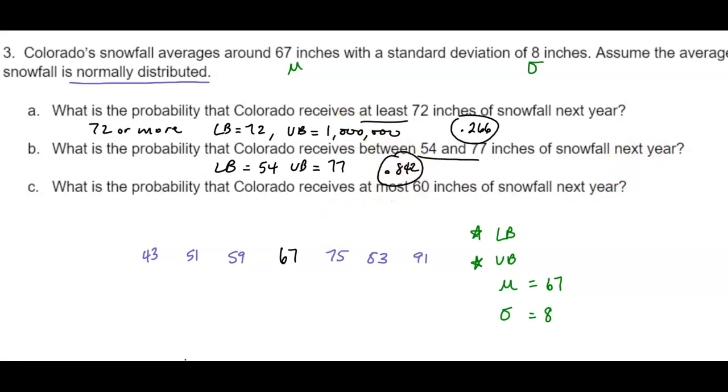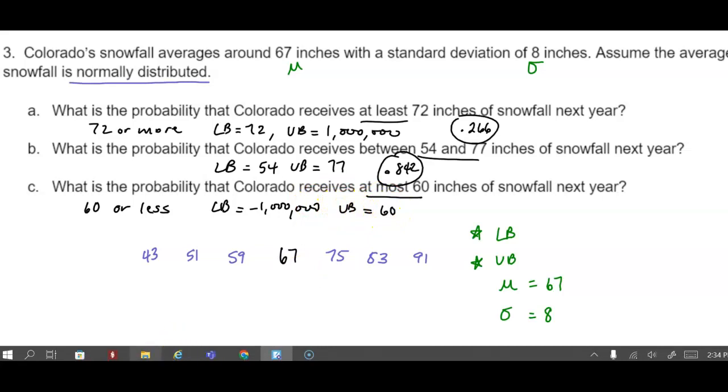Now, in the third example, what's the probability that Colorado receives at most 60 inches of snowfall? At most implies 60 or less. So in this case, 60 is our upper bound. Our lower bound is something really small, so we're just going to call it negative a million. And then our upper bound is 60.